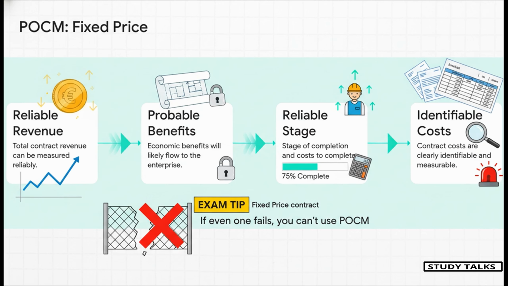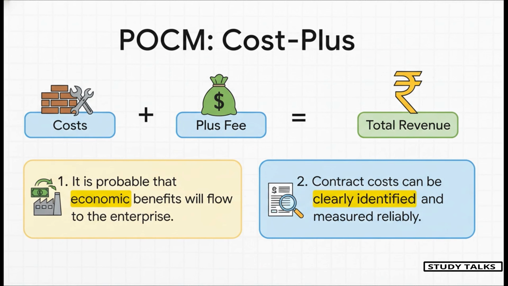There are rules. For a fixed price contract, you have to meet all 4 of these conditions. You've got to be able to measure your total revenue reliably. You've got to be pretty sure you're actually going to get paid. You have to be able to measure your stage of completion and how much is left to finish. And finally, you have to be able to track your costs clearly. If even one of these is a no, you cannot use the percentage of completion method. It's all or nothing.